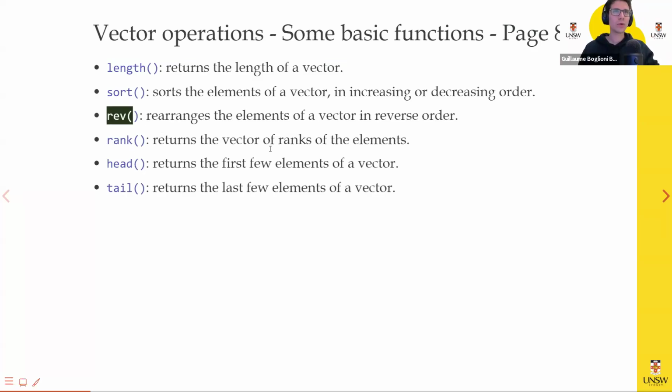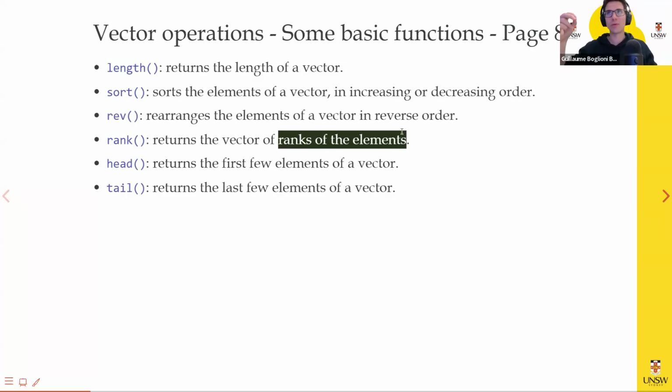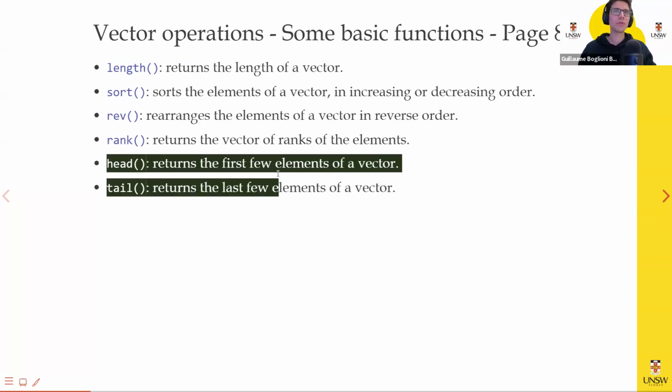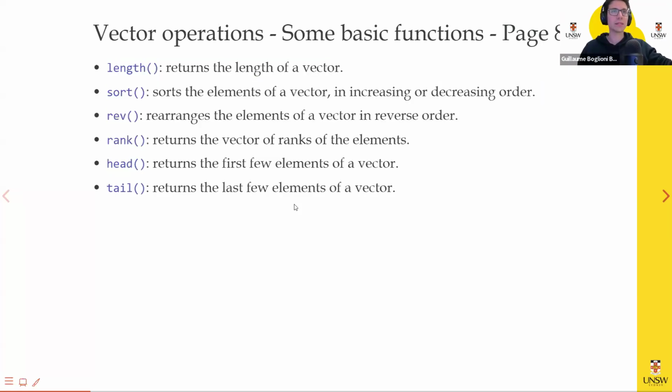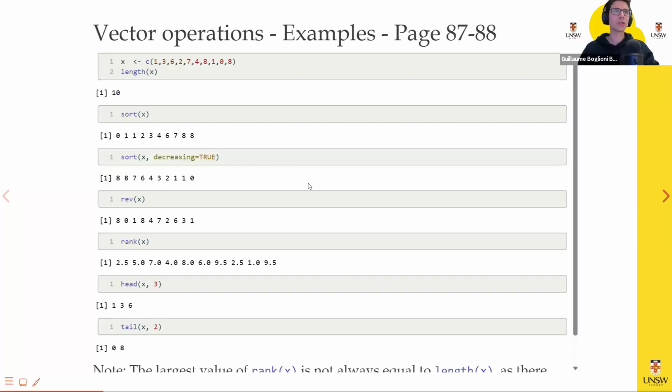Rank returns the vector of ranks of the elements. By rank, we simply mean that the smallest will have a rank of 1, the second smallest will have a rank of 2, and so on. The largest, if there are 10 elements, will have a rank of 10. Head just gives you the first few elements of a vector. Let's say that you have a huge vector and you just want to see the first few. Sometimes that's useful. So you use head, and tail is the same thing, but you get the last few elements of the vector. Let's see all those functions in practice.